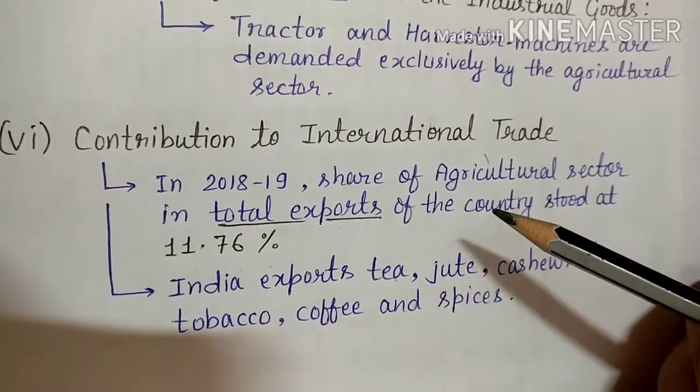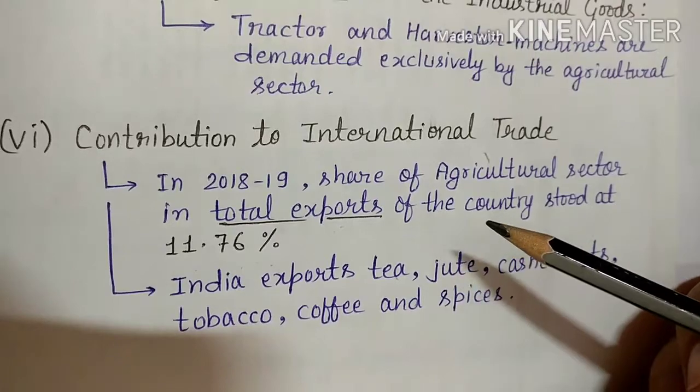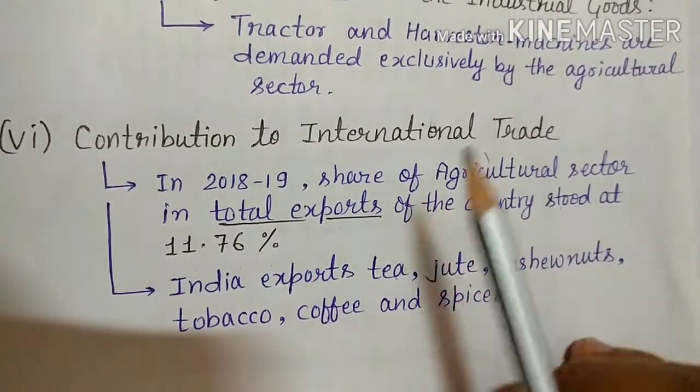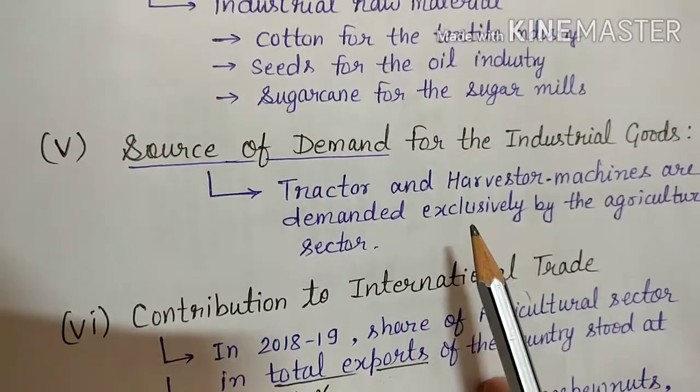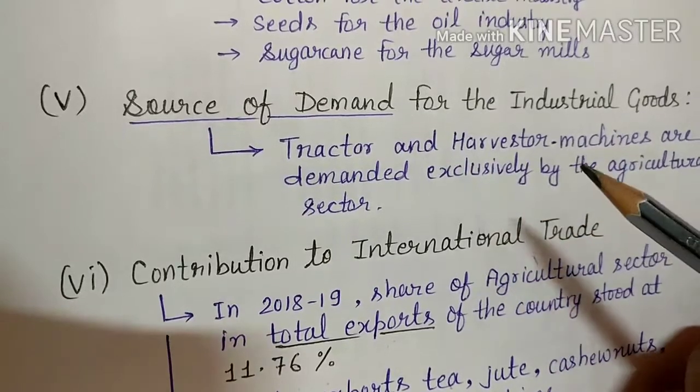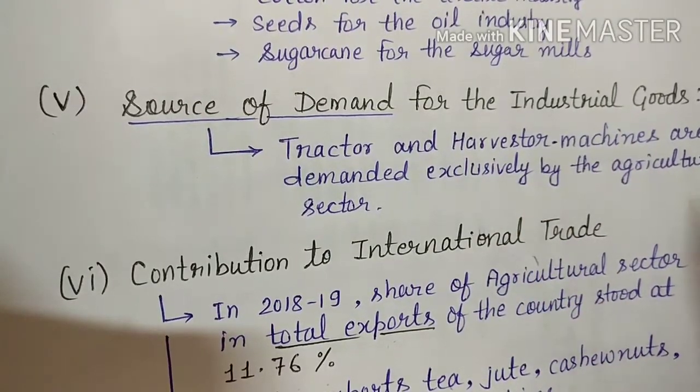There are many more points of importance in the book, which you can read, but I have written only 6 here because the long question will come for 6 marks only. So you can write these 6 points of importance.